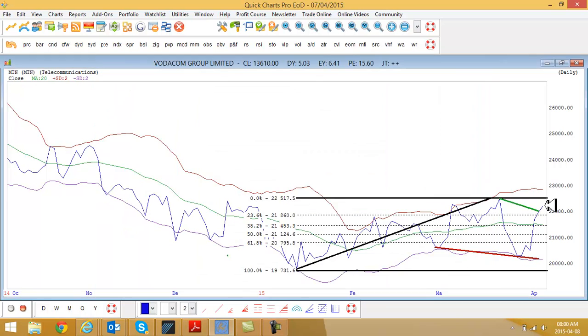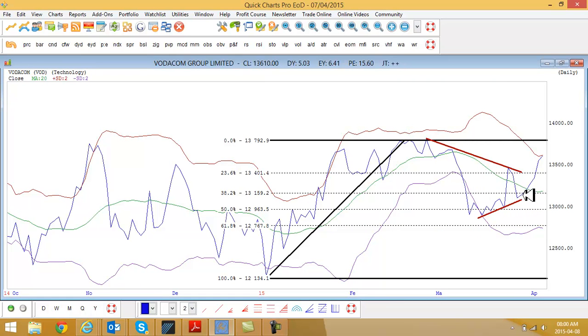Vodacom started to move up. Look at this pattern going upwards here after it had this breakup. Trading now at 136.10 and expected new highs at 137.92. Not a lot of movement in that share, but you wanted to get it at low levels here.